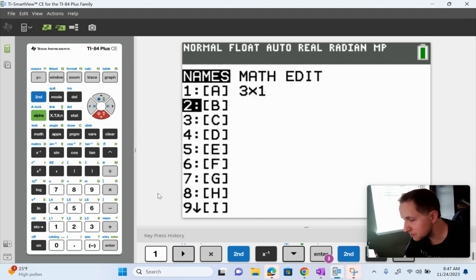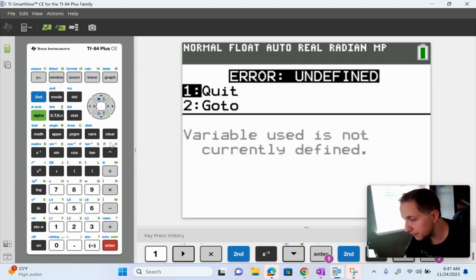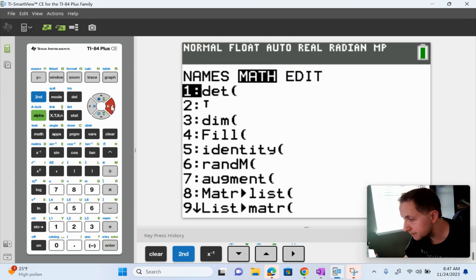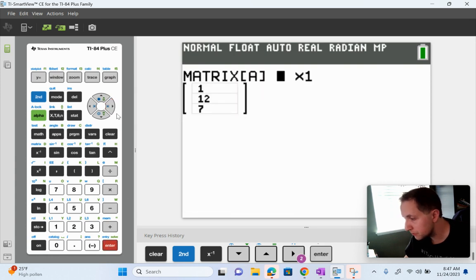Oh, looks like I forgot to save my matrix B. Okay, I have nothing in there. All right, let's do that again. Scroll down. Oh, you know what happened? I accidentally put it in matrix A. My bad. I'm going to have to do that again. Sorry about that. A was a 3 by 3.